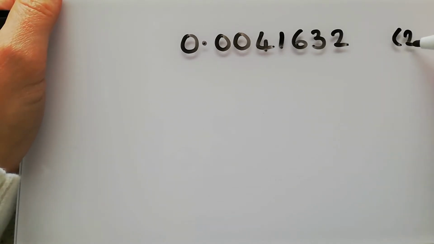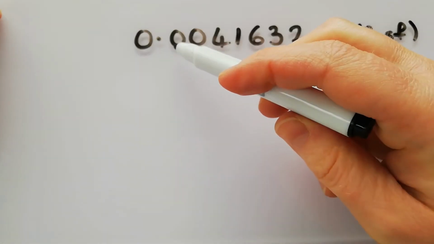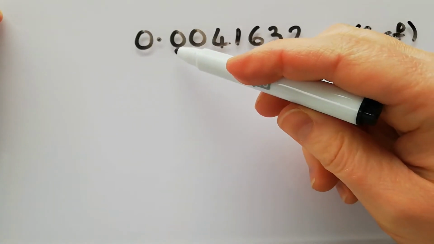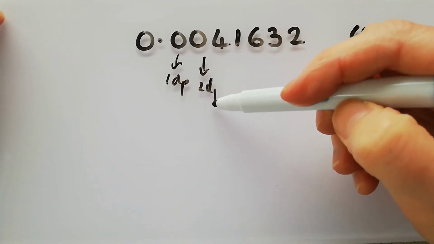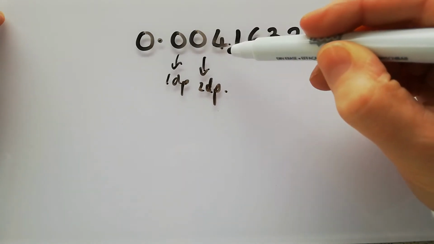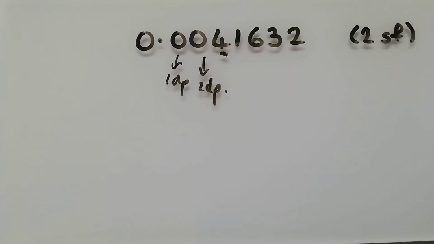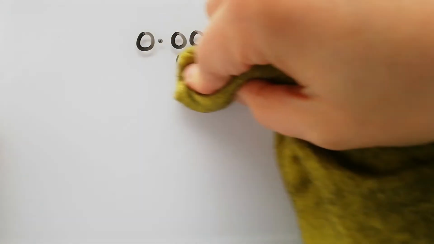But if I wanted to round this number to 2 significant figures, which we can abbreviate as SF, I don't start counting from there. If I wanted to round this number to 2 decimal places, that's my first decimal place and that's my second decimal place. But that's not my first significant figure. This is my first significant figure. So you start counting significant figures from the first number that isn't 0.